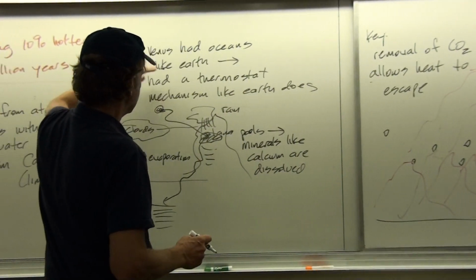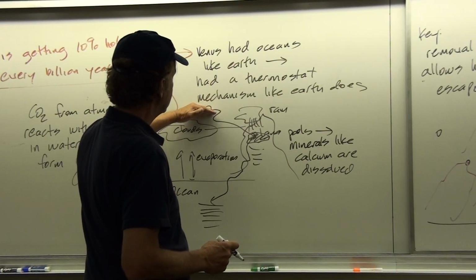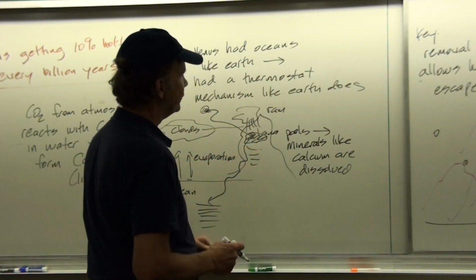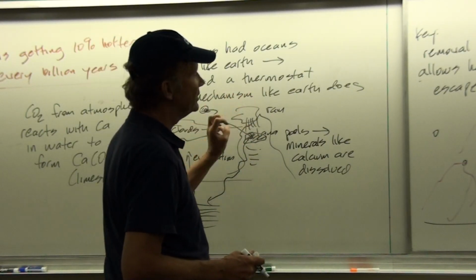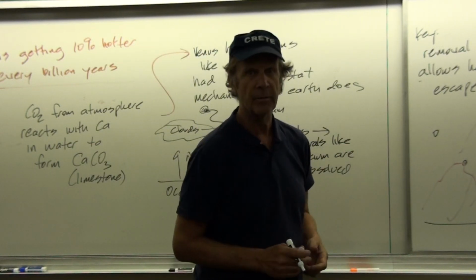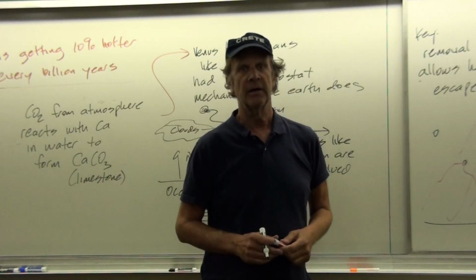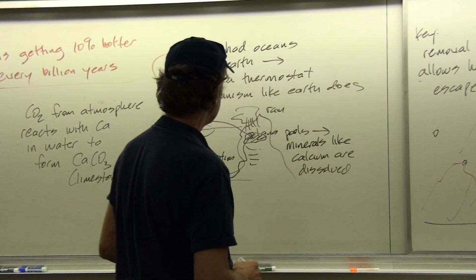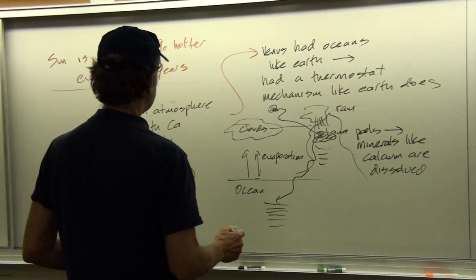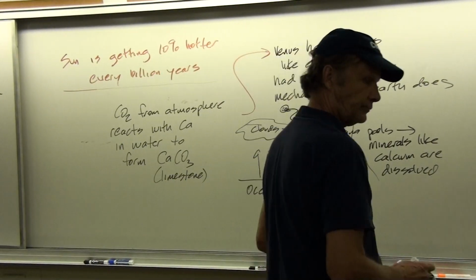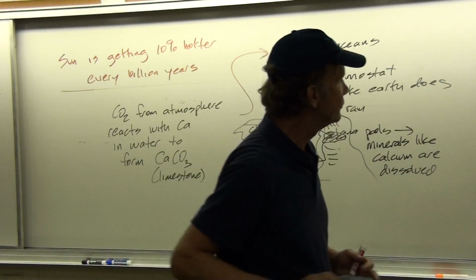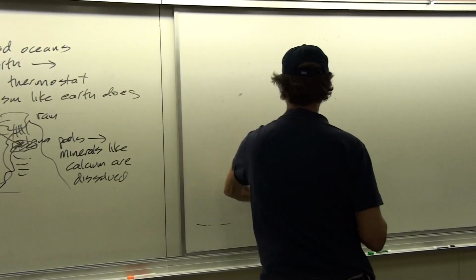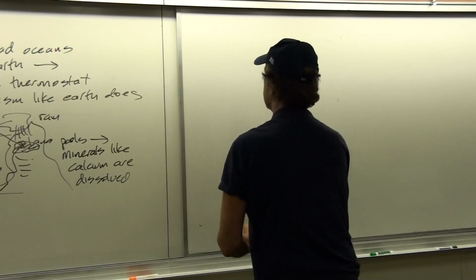But the reaction of the carbon dioxide molecules with water and dissolved minerals from rain is what takes and controls the levels of carbon dioxide that are in the atmosphere. So what happened to Venus? Well, eventually the carbon dioxide levels go to zero. And so that means once that happens, your thermostat is broken.